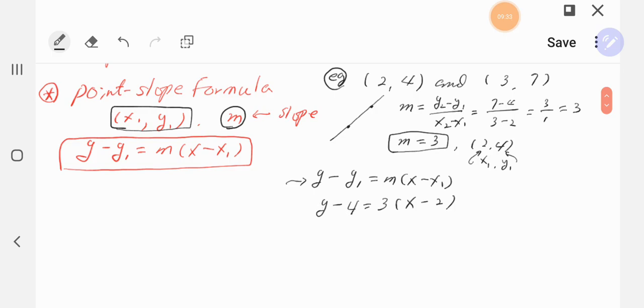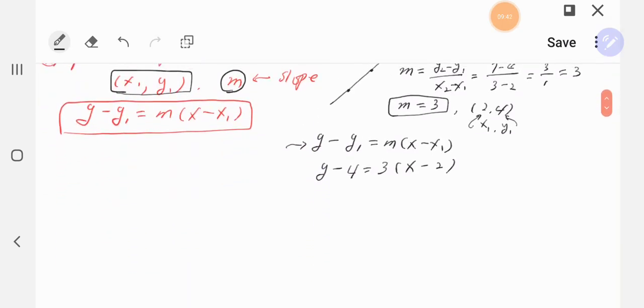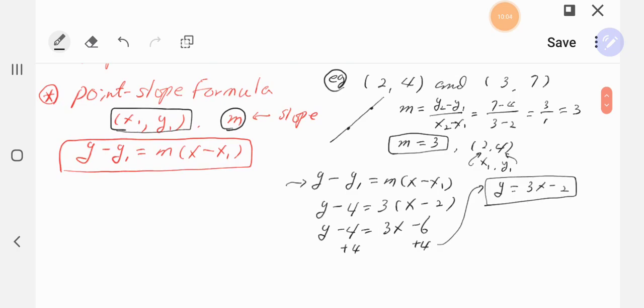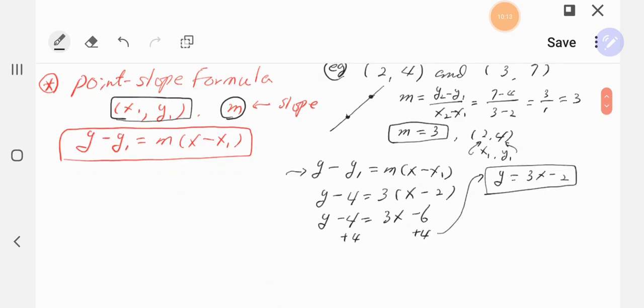From this equation, we simplify so that we can write it in slope-intercept form, y equals mx plus b. Let's simplify this. Distribute, then move minus 4 to the other side. Then y is equal to 3x minus 2. So this is the equation. Once you graph this equation, it will pass through (2, 4) and (3, 7), and it will be a straight line.